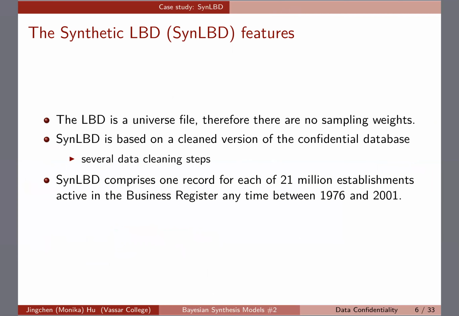A couple of other things we won't deal with because they're not very important to what we care about now, but there are certain features of the SynLBD that we should know. One thing is, like we were saying, it is a census. Census meaning that every business establishment in the US is included.